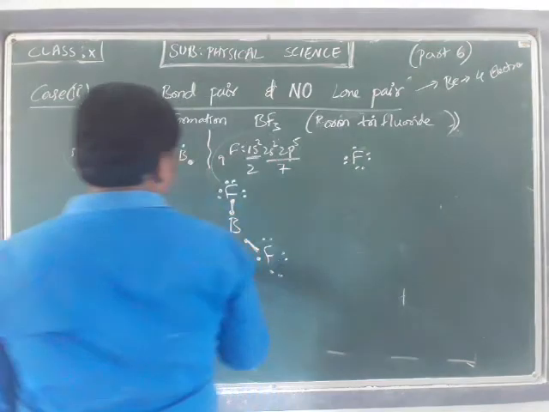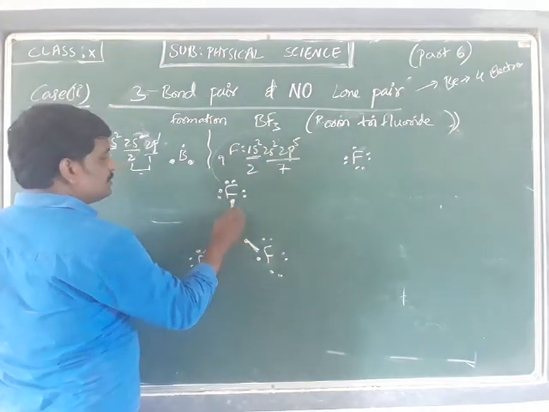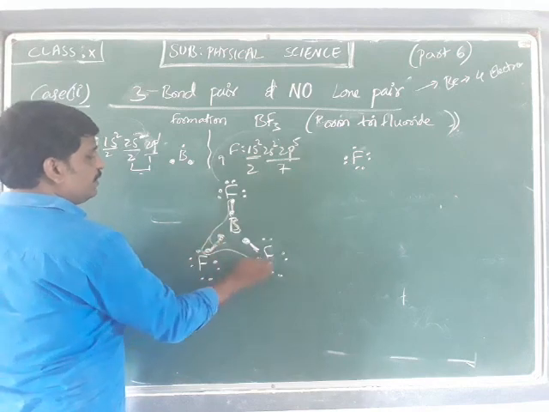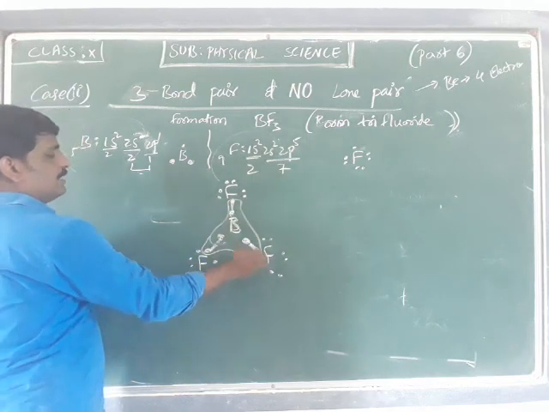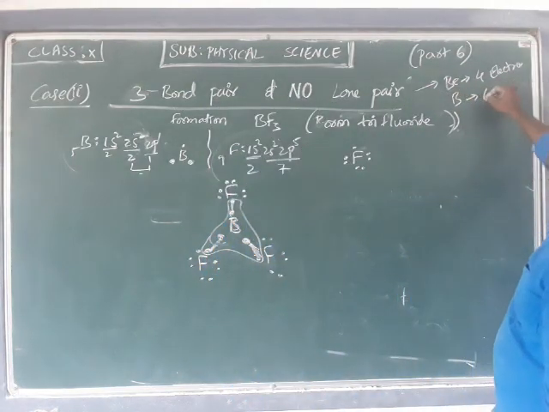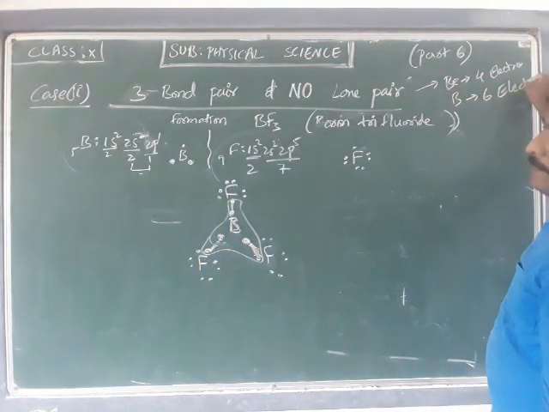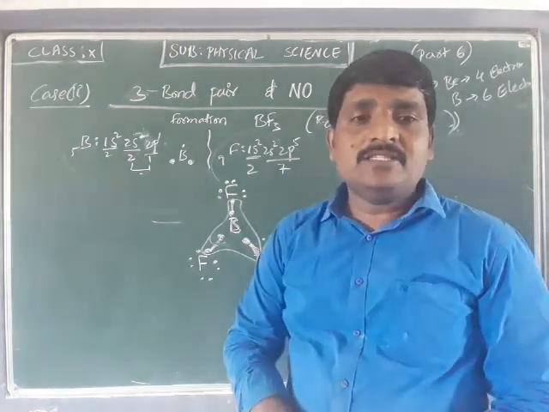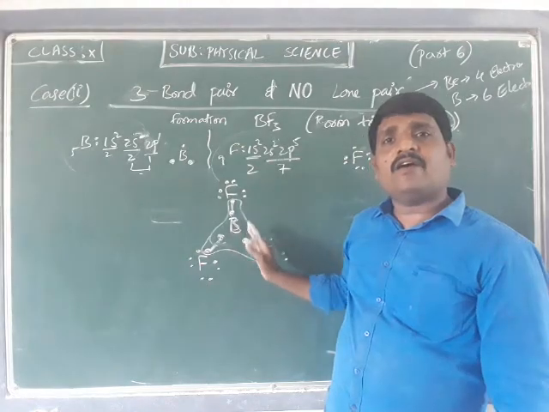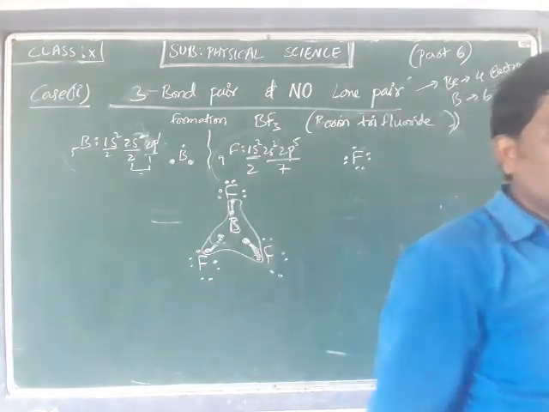Here also, if you see, boron already consists of 3 electrons, and even though it is sharing, it does not attain the octet. After mutual sharing, boron consists of 6 electrons. So even after sharing the electrons, they are not attaining the octet.